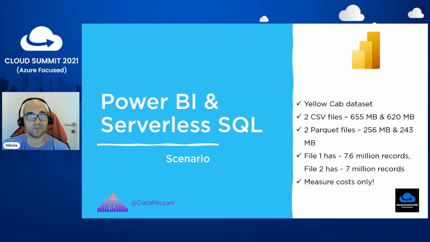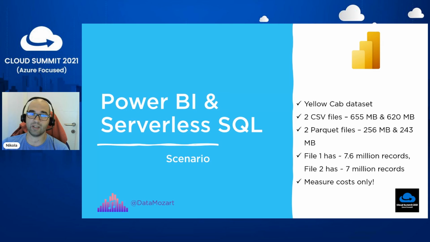I have two CSV files, one for each month of January and February 2019. You see the file size on the screen. And I also have two Parquet files containing exactly the same data, and they take around 2.5 times less memory. The January file contains around 7.6 million records, while February contains approximately 7 million rows.